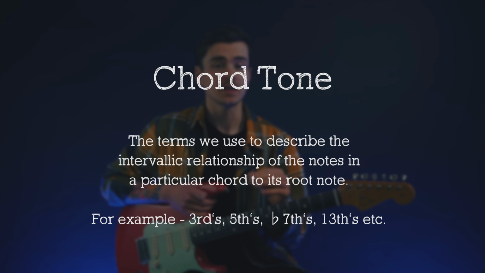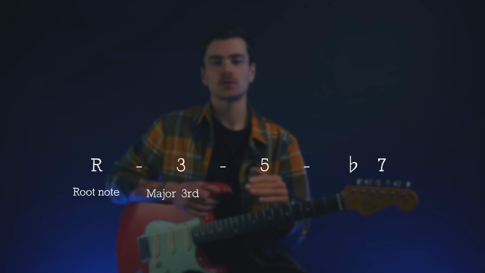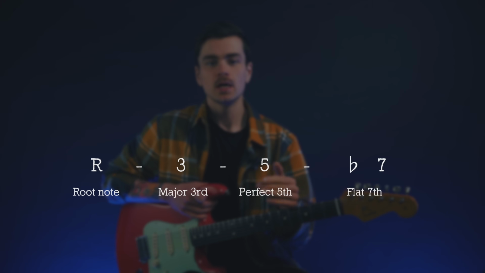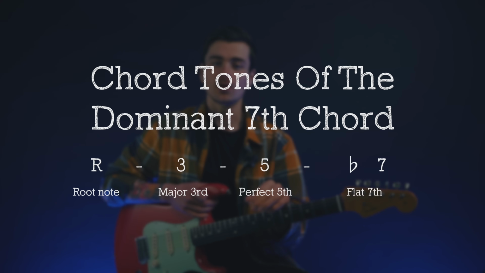Not the note names like A, C sharp, E, G, but the intervals like root, major third, perfect fifth, flat 7th. Now what I just said, root, major third, perfect fifth, flat 7th, those are the 4 chord tones in a dominant 7th chord. And what's cool about the 12-bar blues progression is that, as I said earlier, all 3 of the chords are dominant 7th chords.